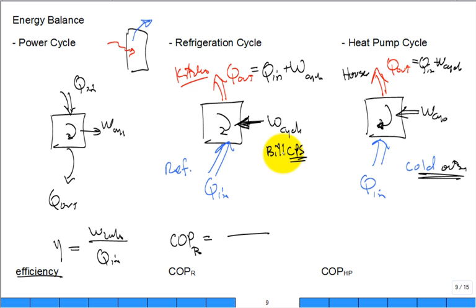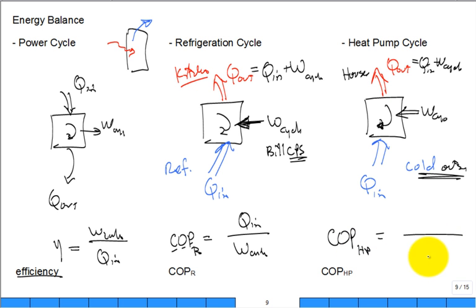What do you want? I want a large Q in from the cold, right? But what do I have to provide to make the system work? I have to provide the work of the cycle. Now the heat pump COP, same coefficient of performance, but with the subscript HP to emphasize the heat pump, is slightly different than the definition of the coefficient of performance for the refrigeration. What do you think is different?